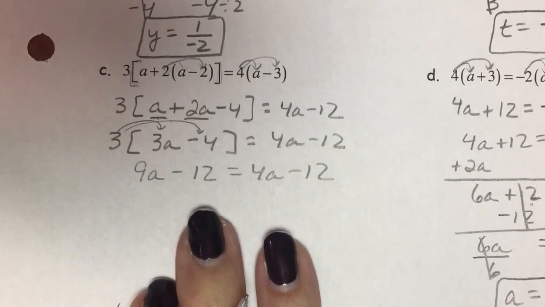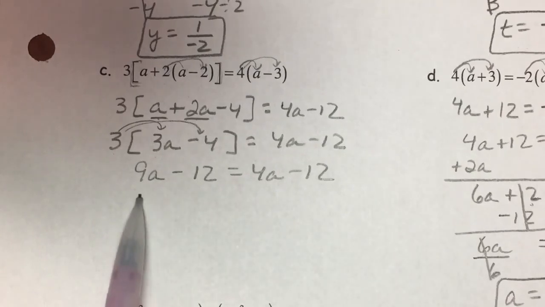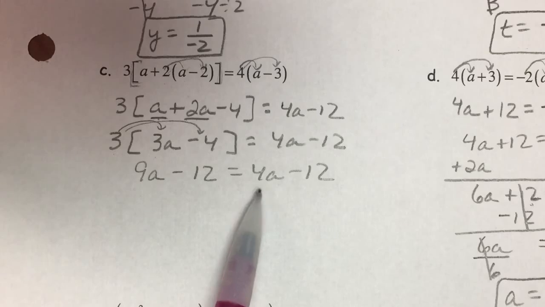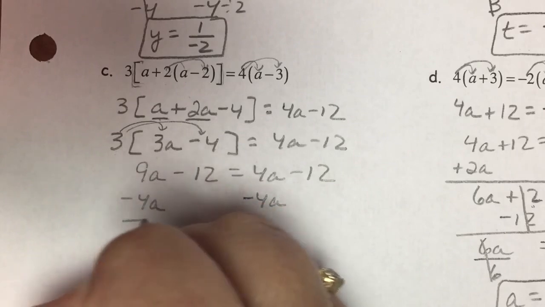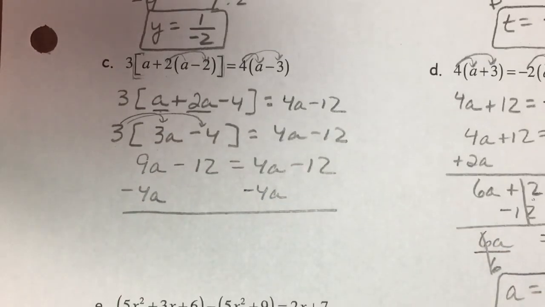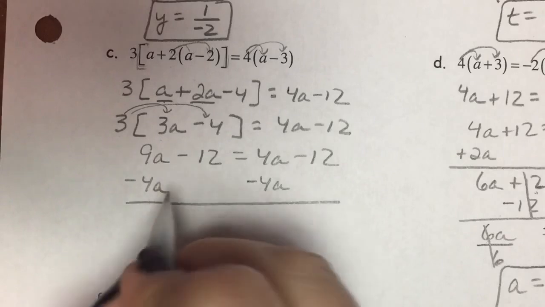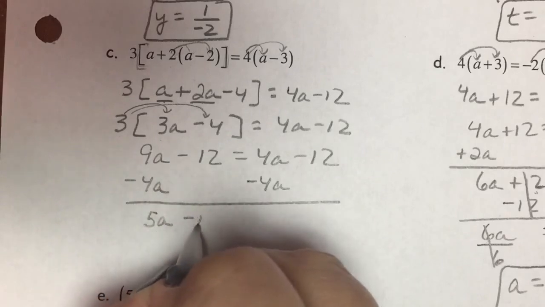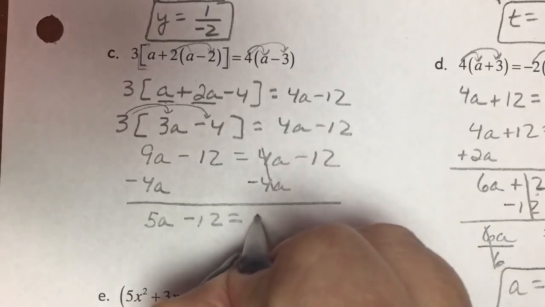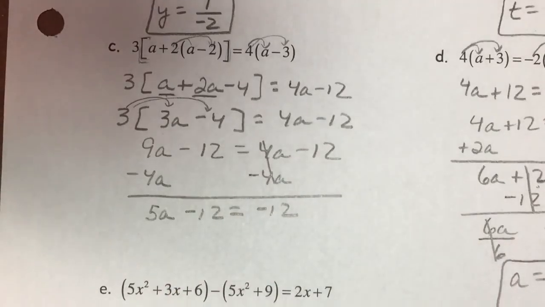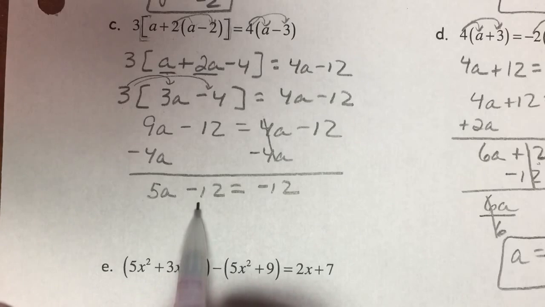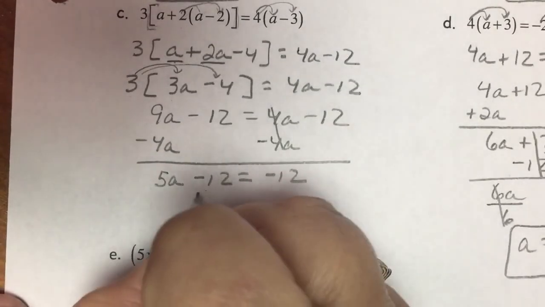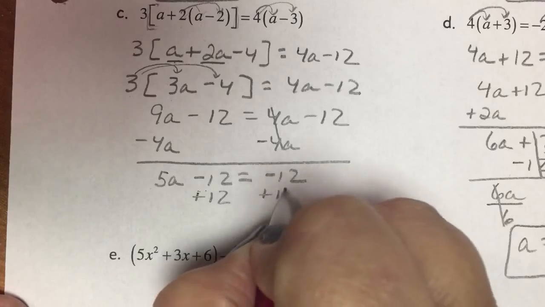All right, so we need all of our variables on the left. So I want to get rid of this plus 4a or positive 4a. I'm going to do that by subtracting 4a from both sides of the equal sign. 9a minus 4a is 5a minus 12 equals negative 12. So look, all my variables are on the left, which means I want to get rid of this minus 12 because that doesn't have a variable. How do I get rid of minus 12? I'm going to add 12 to both sides.